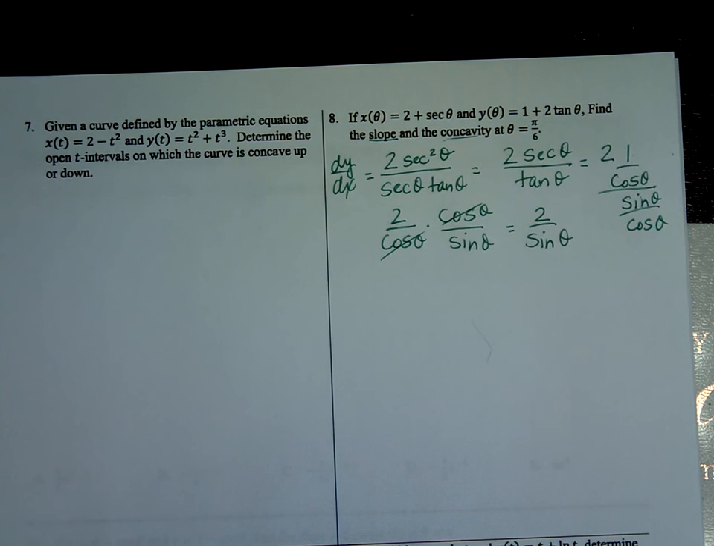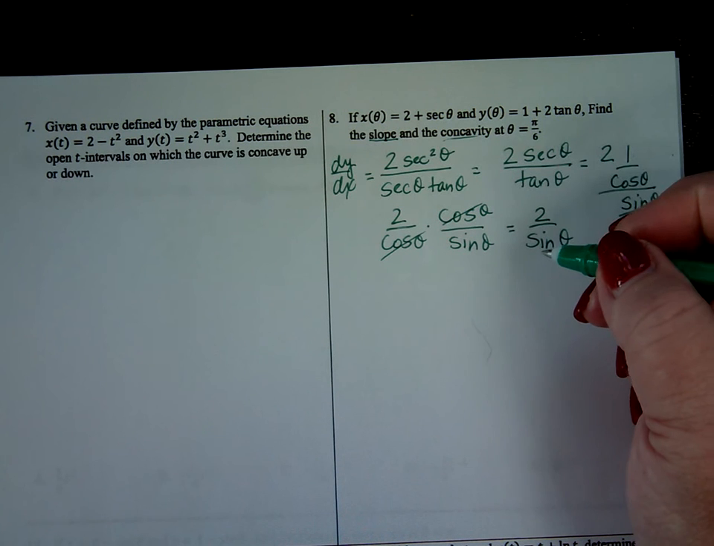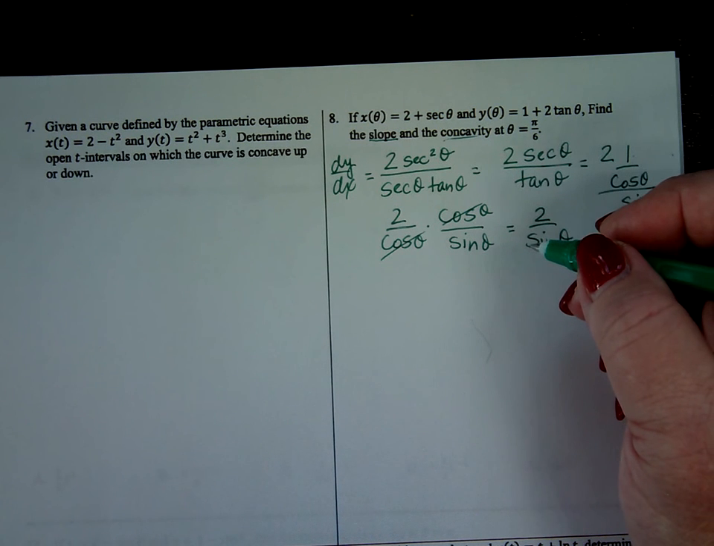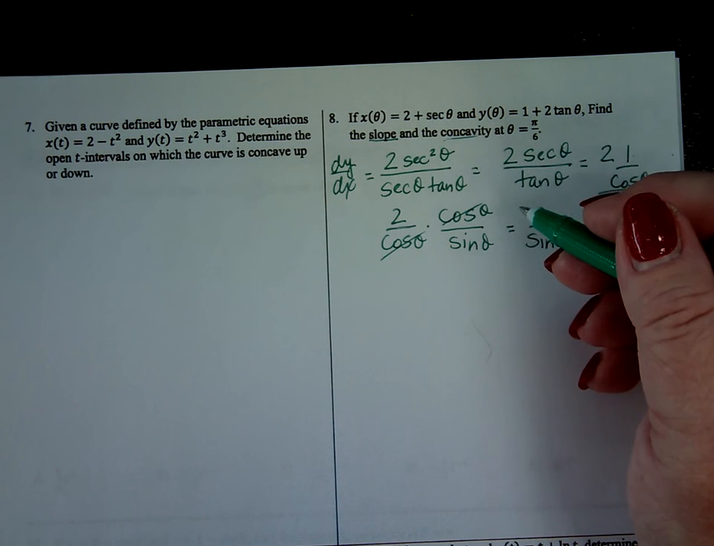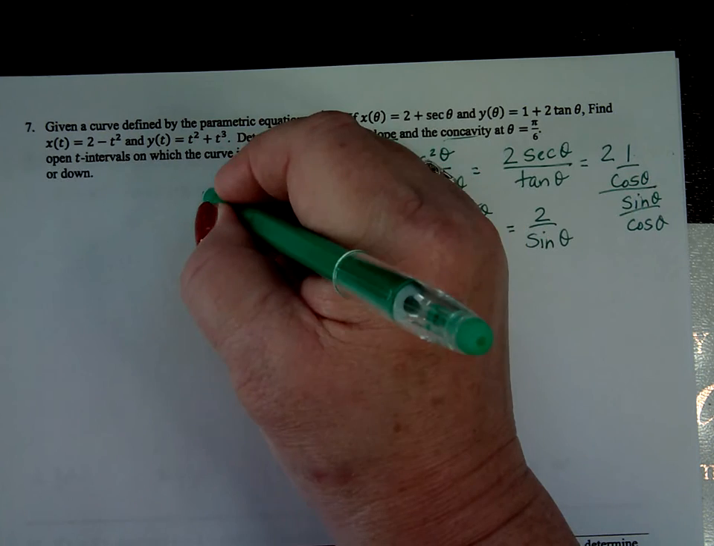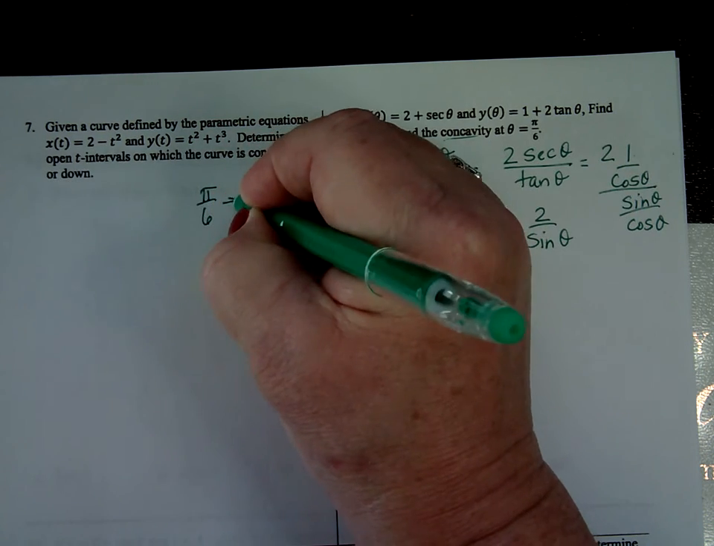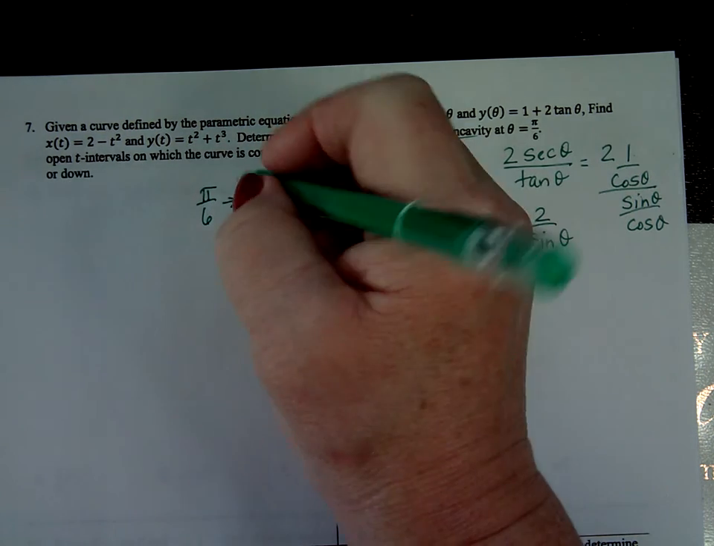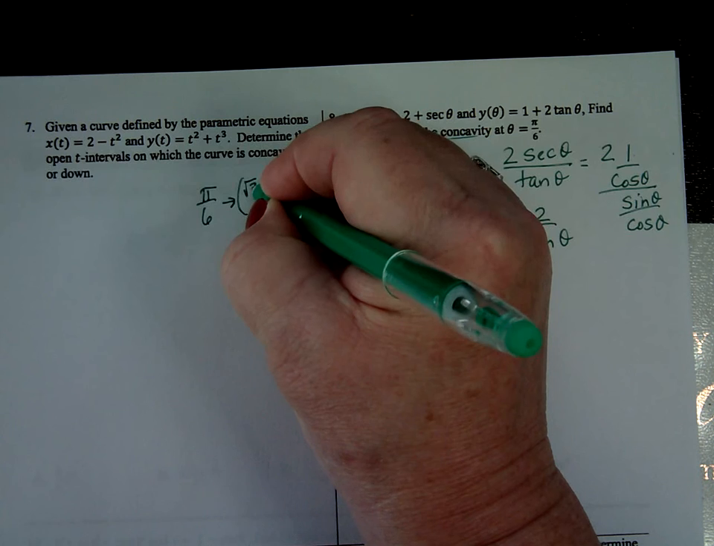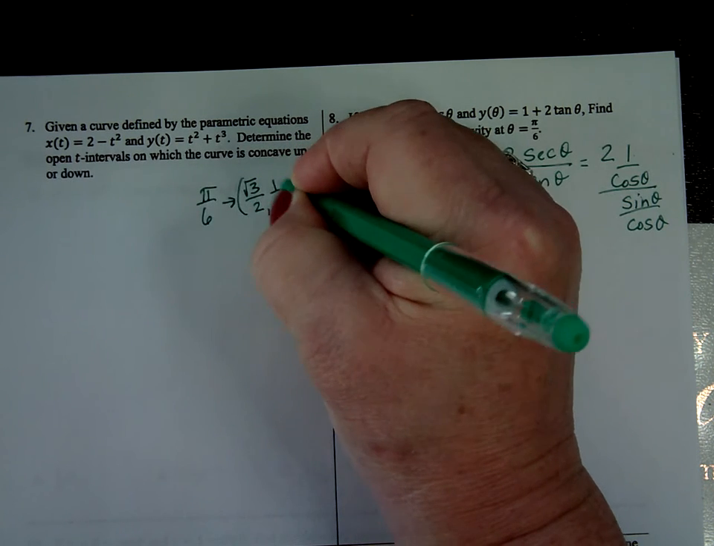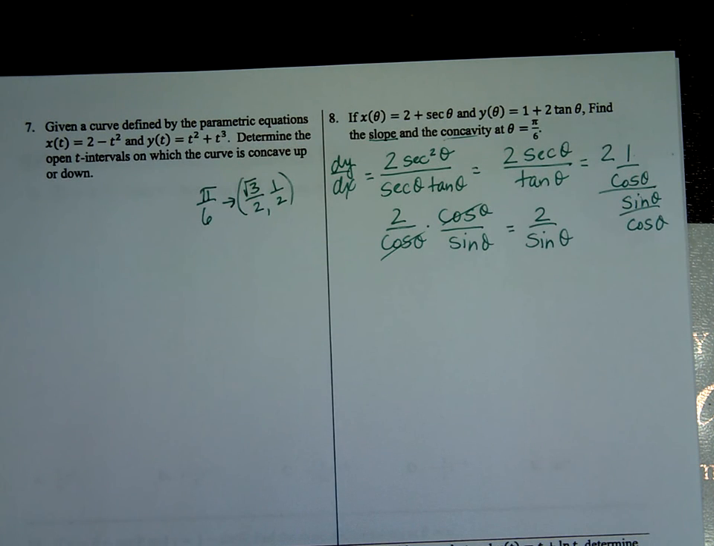That's the best I've got for the first derivative, but now they want me to evaluate it when theta is pi over 6. So I've got to think about my unit circle. What's the coordinate at pi over 6? Pi over 6 is the first one you come to. It is the square root of 3 over 2, 1/2. So the sine is 1/2.